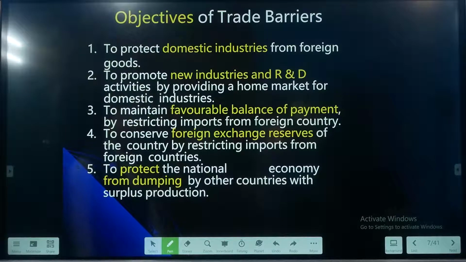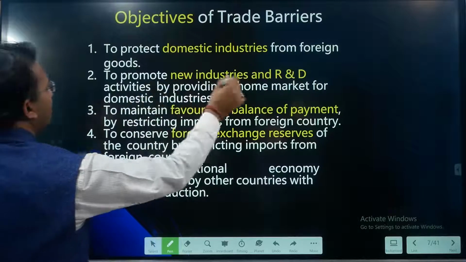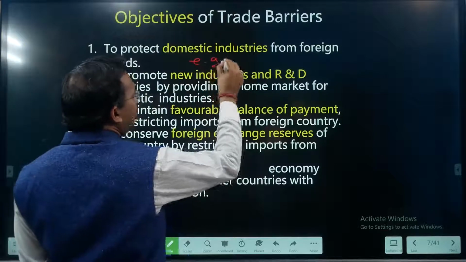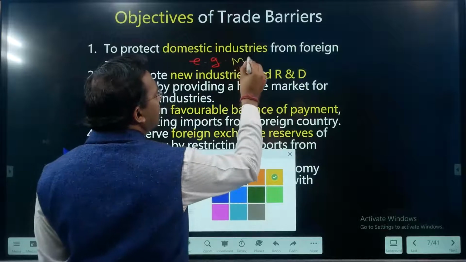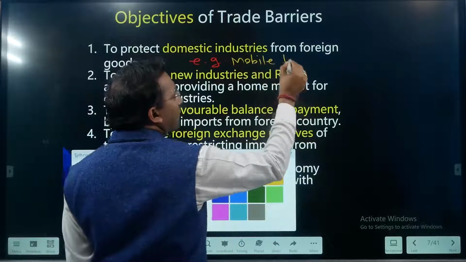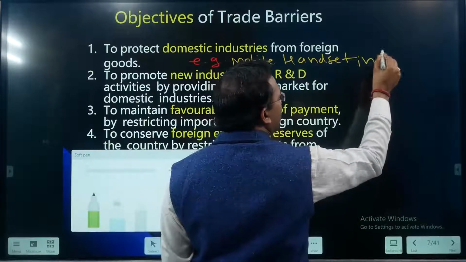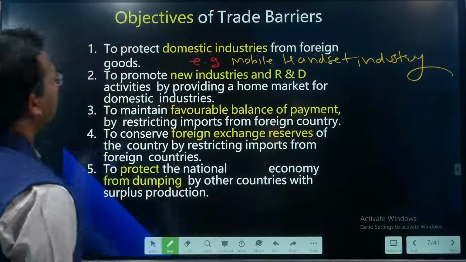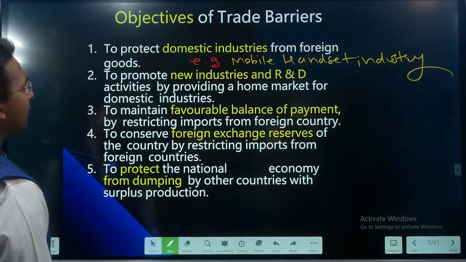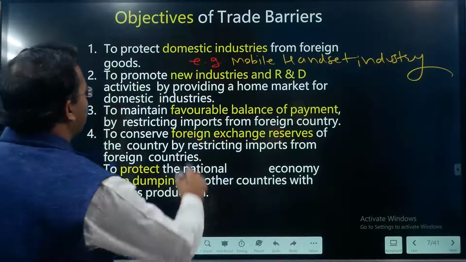So objectives of trade barriers, this is in much more detail. First, to protect the domestic industries from the foreign goods. So for example, the mobile handset industry. Number two, to promote new industries and research and development activities by providing a home market for the domestic industries.